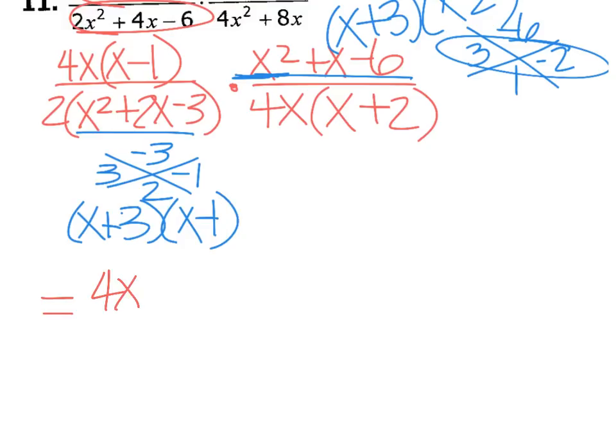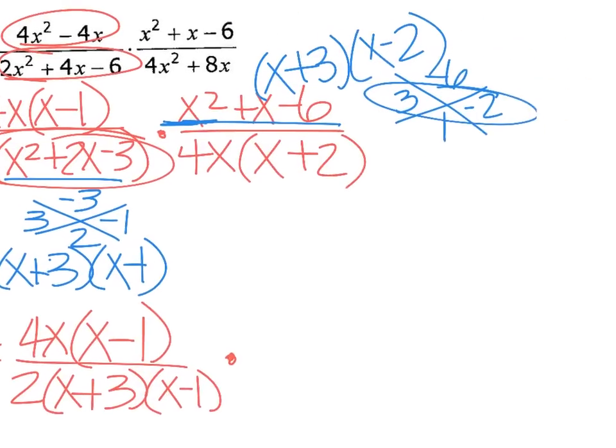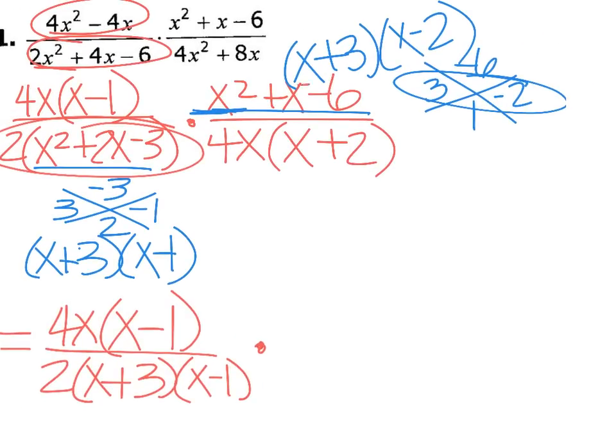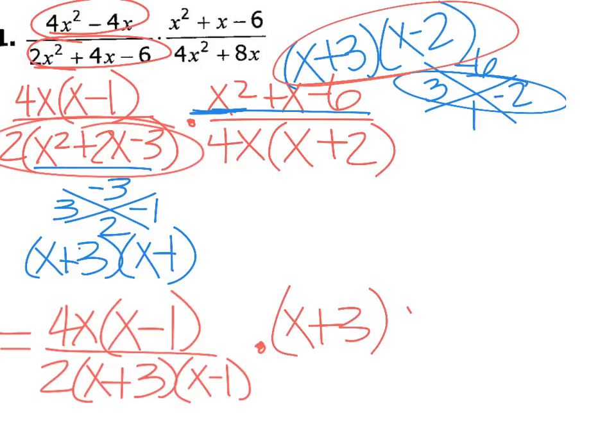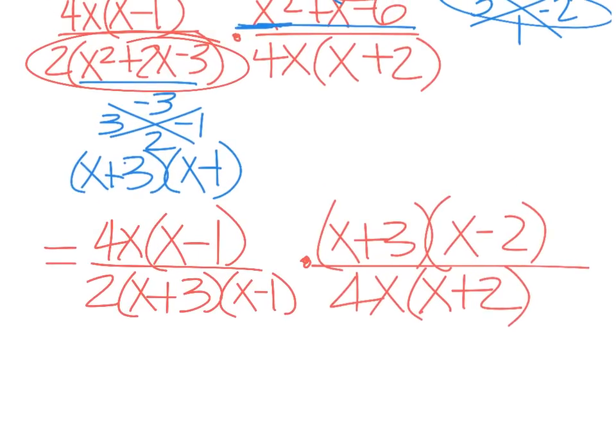Copy the 4x times x minus 1, rewrite this denominator with our factored out binomials. Now going to this side over here, we want our x to the 3rd, x plus 3, x minus 2. All right, that's our numerator, and our denominator stays the same. All right, so there's a lot of factoring involved here, a lot of simplifying.